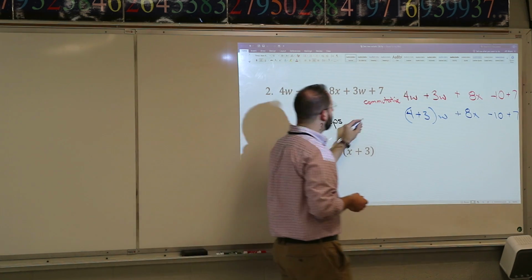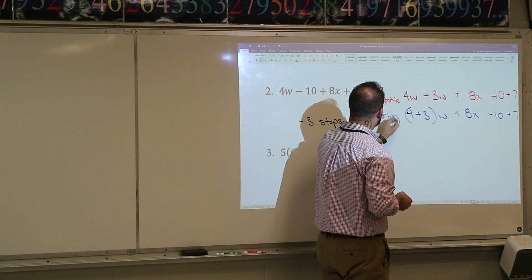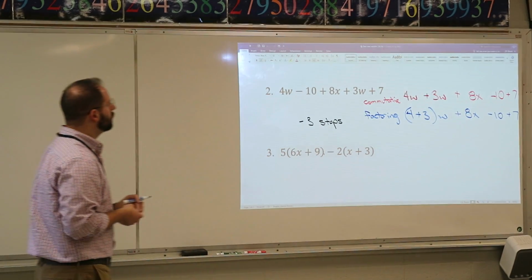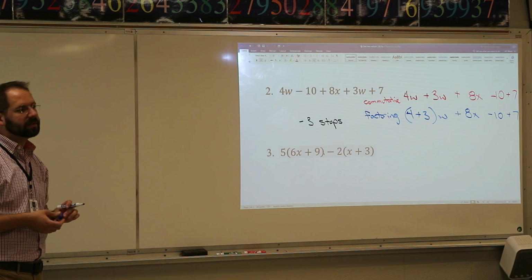But that's called factoring or reverse distribution. I don't really care how you want to think of it. I think factoring is probably the more correct term, factoring in an x. I call it reverse distribution. Last step.